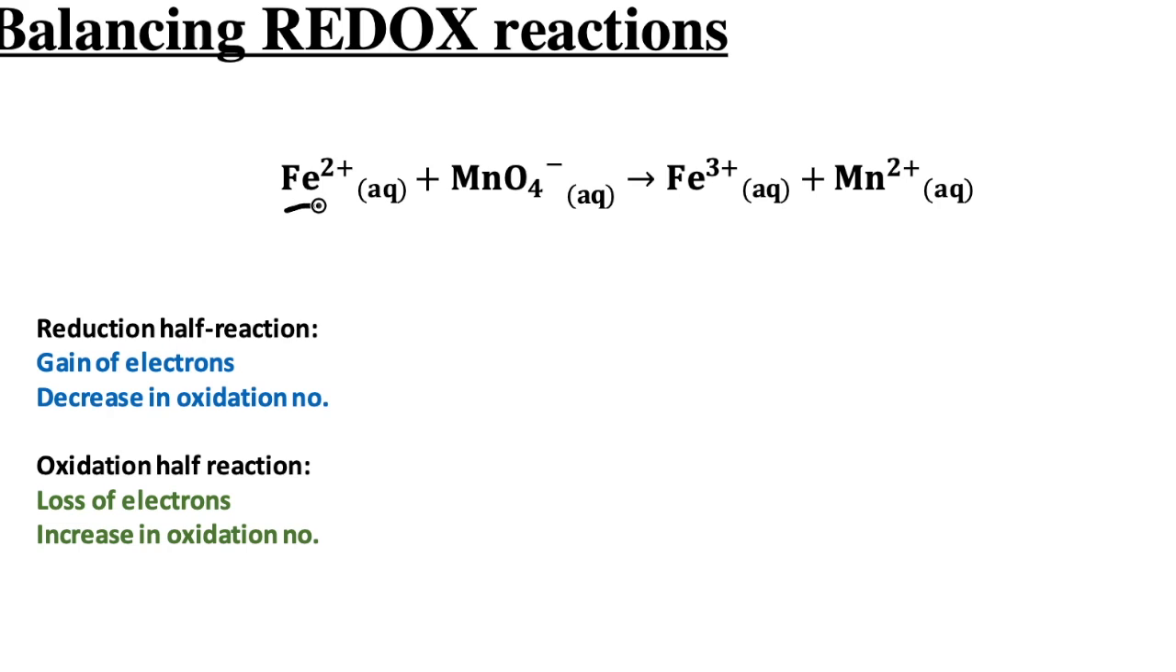These main elements include iron and manganese. So let's start with iron. As it's a monatomic ion, the oxidation number of iron is the charge present on iron, which is +2. And after the reaction, the oxidation number of iron is +3.